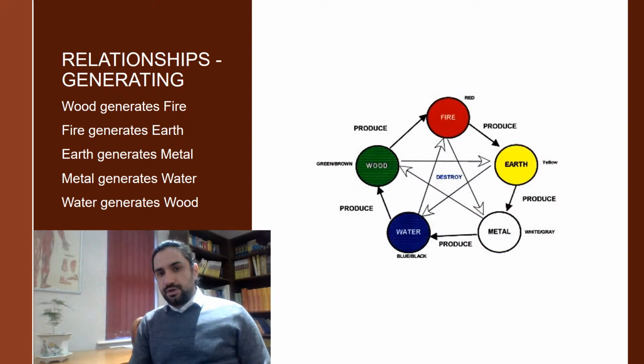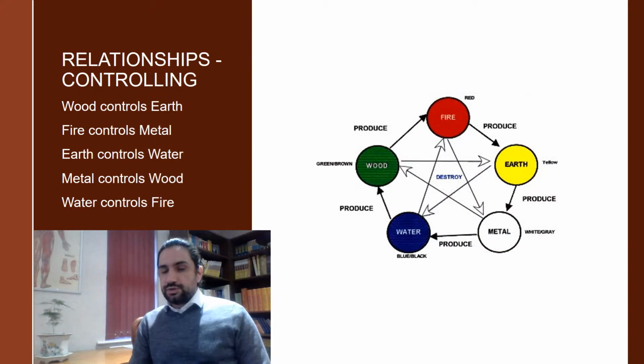Now, this is a very important relationship in clinical practice because very often we see this relationship being interrupted. When we look at one element generating the other, we are discussing them in a context where one becomes the mother and the other becomes the child. So in this context, as wood generates fire, wood is the mother of the fire, fire is the child of the wood.